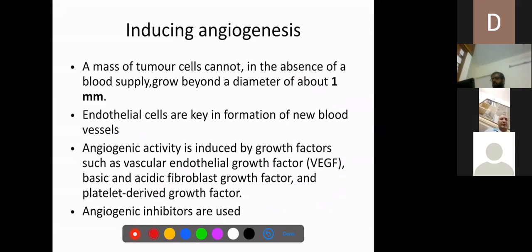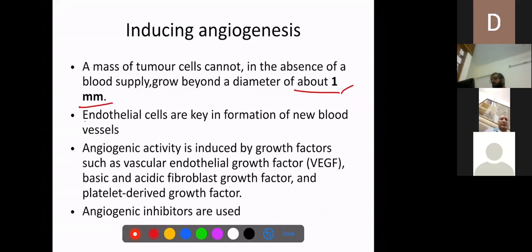So angiogenesis, all of you are aware that usually I told you more than 1 millimeter. Already I told you the tumor cannot survive without a blood supply. So even if it is lesser than 1 millimeter, they will be able to survive in a stressed environment by the help of different processes. I told you autophagy is one of the processes.